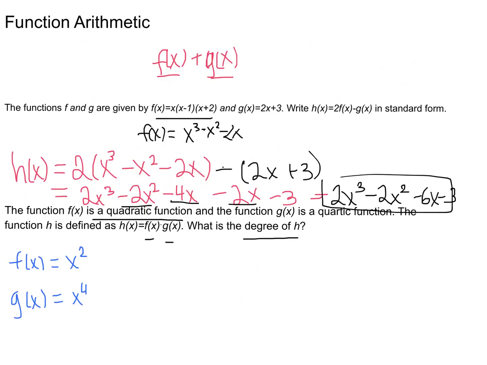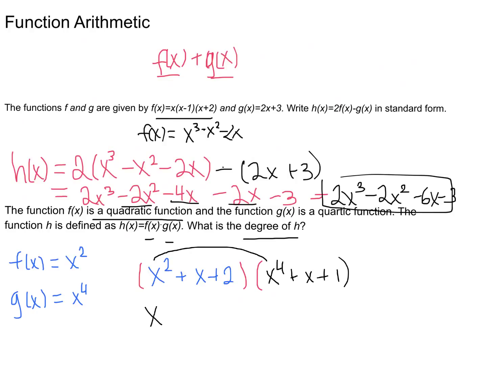So h of x has got to have a degree of 6, right? Because I'm going to have x squared, and I might have some other things, plus x plus 2. And what am I multiplying it by? So if that was f, I'm going to then multiply it by g, and g is a quartic function, so it's x to the fourth, and maybe I have something else, plus x plus 1 or something like that. When I multiply these two together, the largest exponent, or the degree, is going to come from that first multiplication, x squared times x to the fourth, which is x to the sixth.